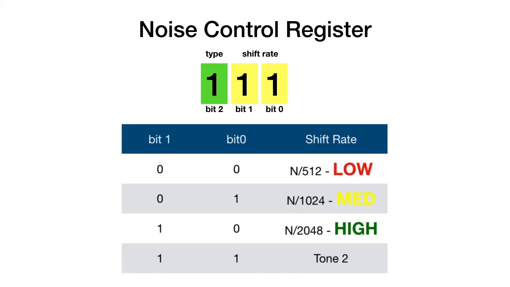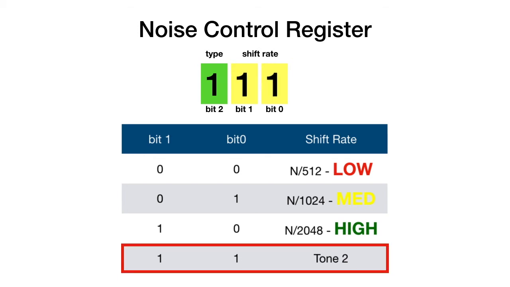We've looked at the fixed, low, medium, and high shift rates, but I waited to talk about the value of 3, or binary 11, in the shift rate bits. This mode is called tone 2. In this mode, the frequency of tone channel 2 controls the noise being generated from noise channel 3. To get a little better idea of what I mean, let's look at a logical diagram of the noise and tone generators inside of the sound chip.